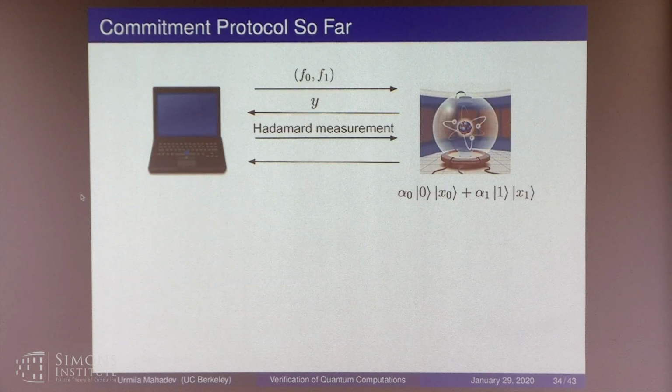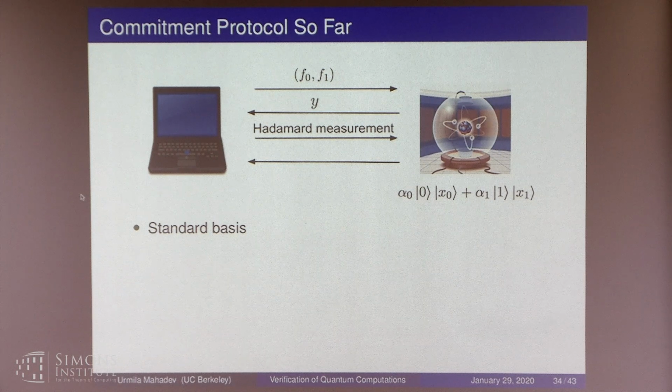So this is the commitment protocol so far. The verifier sends over a TCF pair. The prover commits and reports an image Y. Then the verifier can ask him to perform a Hadamard measurement, and I showed you how that's done. I didn't say anything about the standard basis, and the standard basis is relatively straightforward compared to the Hadamard basis.